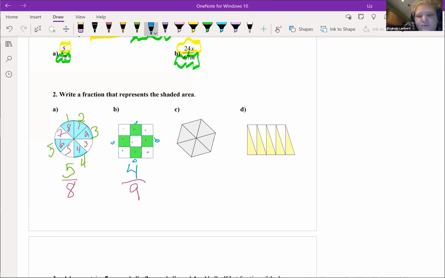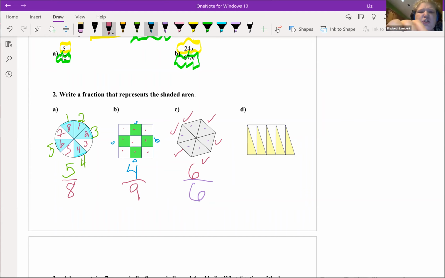So in this one here, as we can see, our hexagon has 6 triangles in there. 1, 2, 3, 4, 5, 6 pieces. And then we count how many are shaded in. 1, 2, 3, 4, 5, 6. There we go, 6 sixths. A slightly silly answer, but still, that is what they gave us to represent.